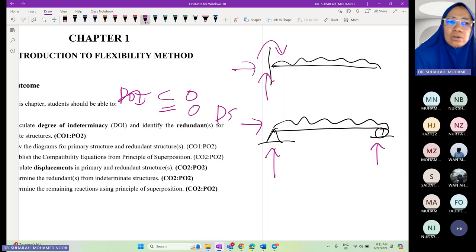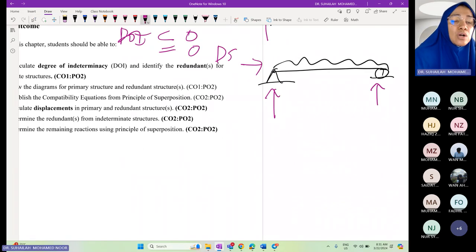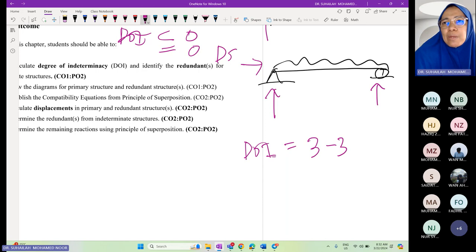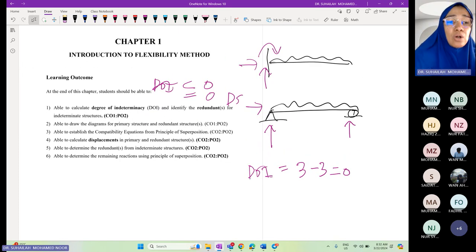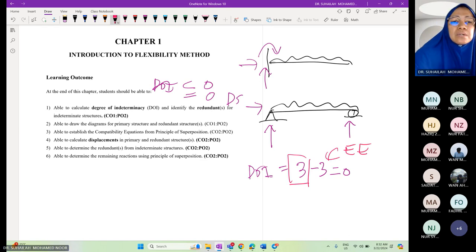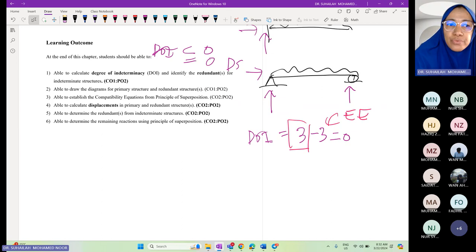So why do we get 0? Because we can solve 3 unknown reactions using 3 equilibrium equations. By looking at this diagram, these 3 unknown reactions can be solved using 3 equilibrium equations. That is why we get 0. So this is a determinate structure.